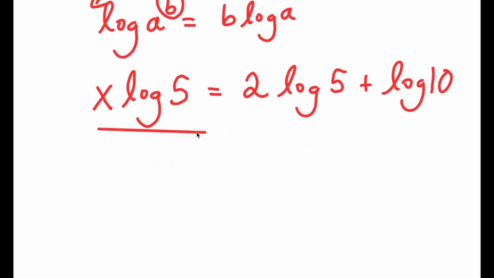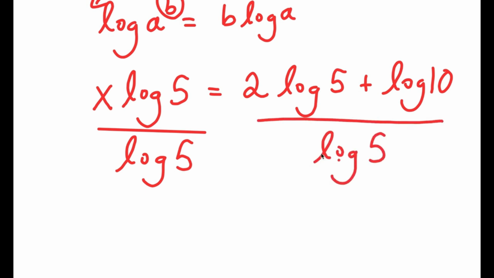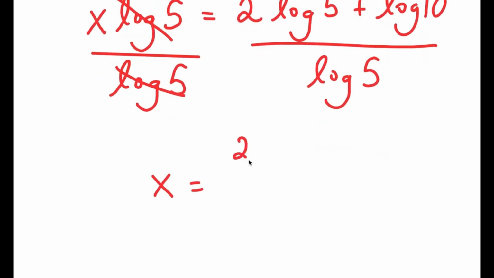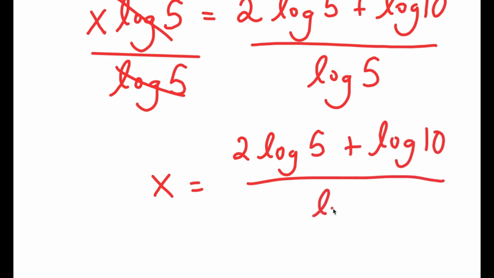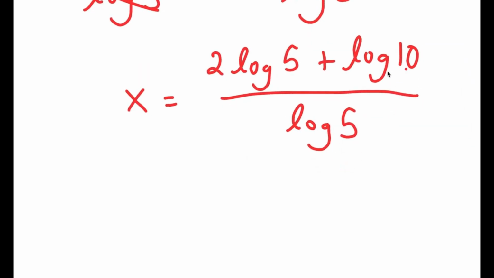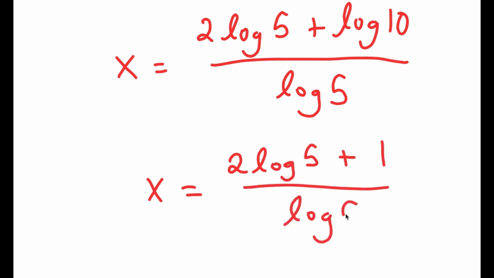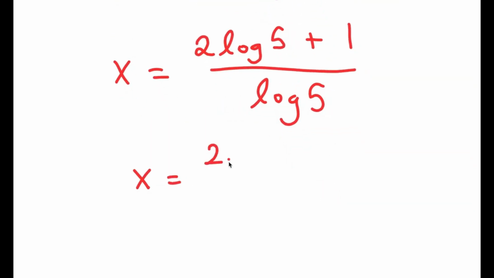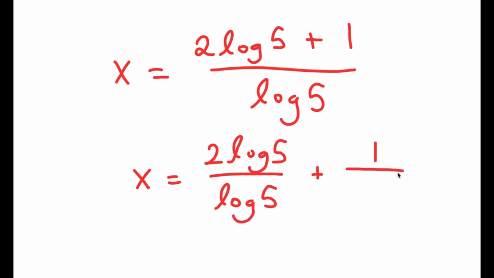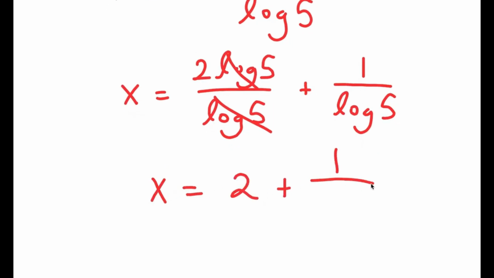Now I'm going to divide both sides by log 5. So then these two cancel out, and I get x is equal to 2 times log 5 plus log 10 over log 5. Now, if you guys already know, log 10 is equal to 1. So now I get x is equal to 2 times log 5 plus 1 over log 5. And this is the same thing as 2 times log 5 over log 5 plus 1 over log 5. Now these two log 5s cancel out, so I get x is equal to 2 plus 1 over log 5.